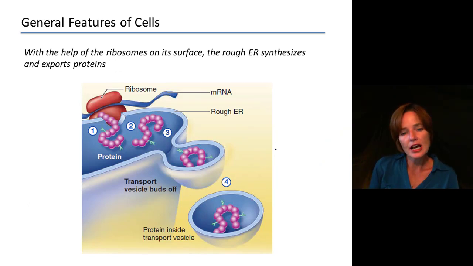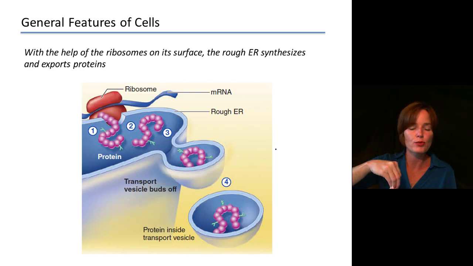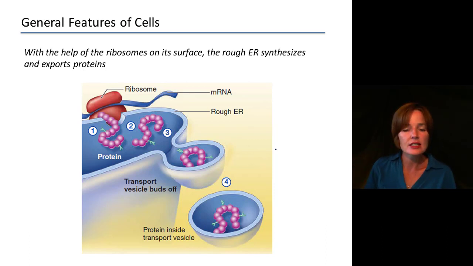If we look closer at the ER here, the rough ER specifically, we can see what that ribosome on the outside of the ER is actually doing. So the ribosome is the brown structure. The ribosome is making protein, which is shown here in purple. And as the ribosome makes the protein, it actually takes that protein and sticks it into the inside of the rough ER. And then the rough ER is going to take it and it will package it up into this little compartment.